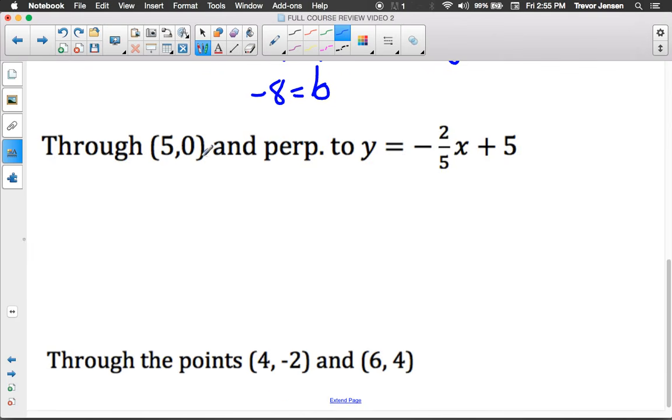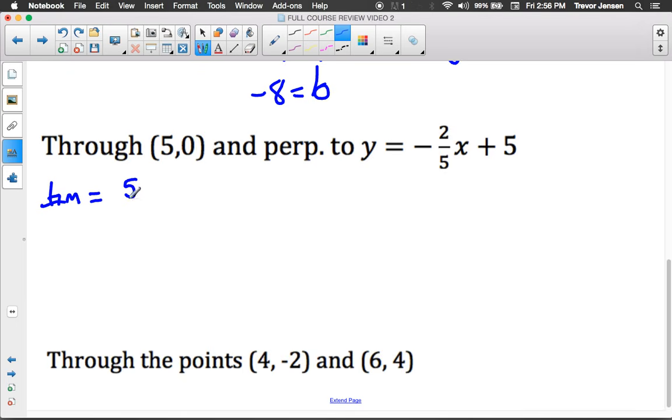How about perpendicular lines? So we know our line goes through this point, and it's perpendicular to this line here. So perpendicular lines have slopes that are negative reciprocals. So this slope is -2/5. A perpendicular slope, there's a symbol for perpendicular. Perpendicular slope, we flip the slope.